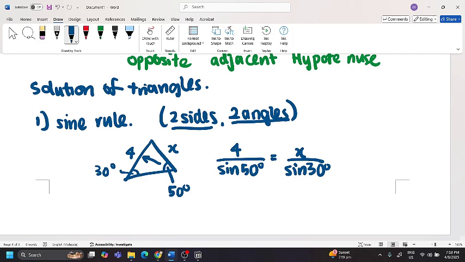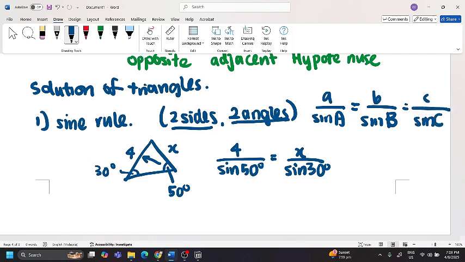The general formula for the sine rule is: A over sine A equals B over sine B equals C over sine C. This is the general formula. You can take any two of it, just equal them up, and you can use this formula.